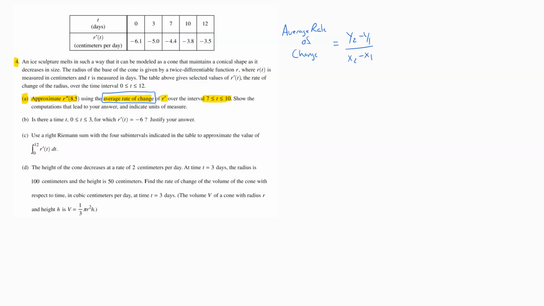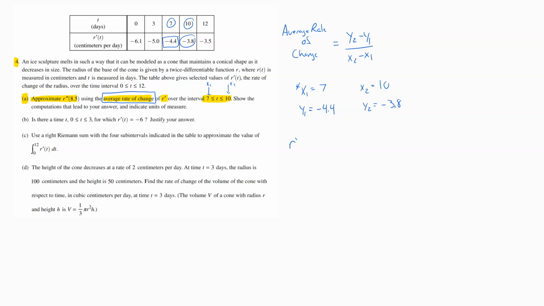And on this problem, that's really all you've got to do. Technically, that's going to be my x1 and that would be my x2. So x1 would equal 7, x2 would equal 10, and y1 and y2 are what we need to finish this out. At x equals 7, we get a y value of negative 4.4. Then at x equals 10, we get a y value of negative 3.8.